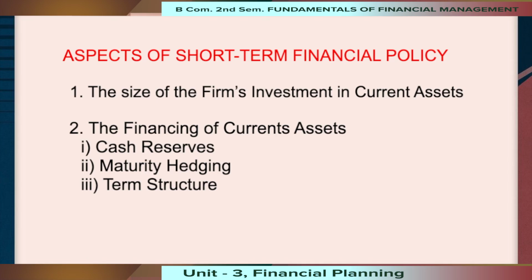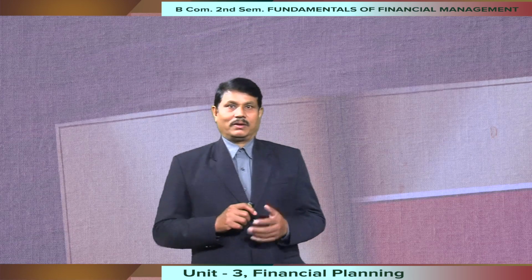A flexible or accommodative short-term financial policy would maintain a high ratio of current assets to sales. A restrictive short-term financial policy would entail a low ratio of current assets to sales. The second one is the financing of current assets. Points that are taken into consideration at the time of financing of current assets are cash reserve, maturity hedging, term structure, and first of all, cash reserves.